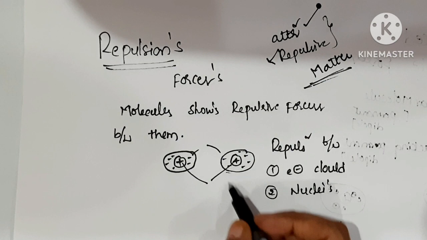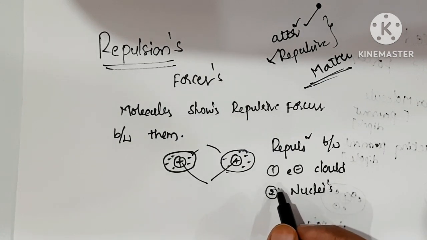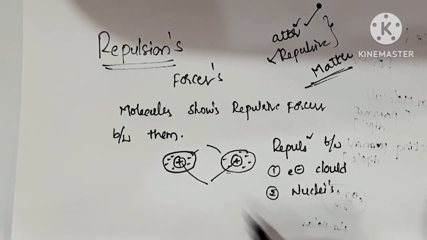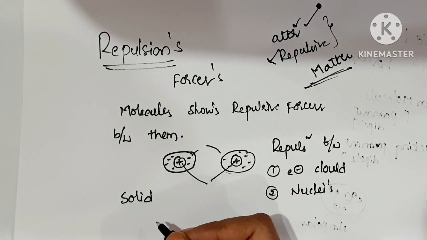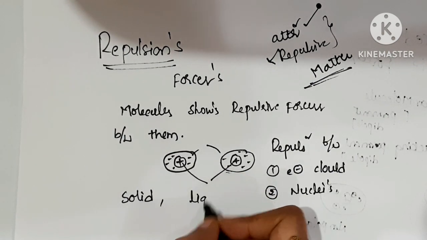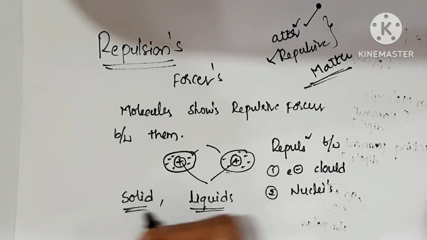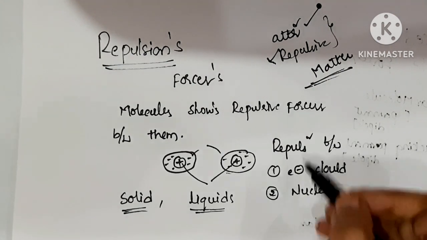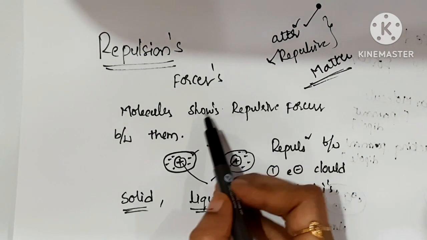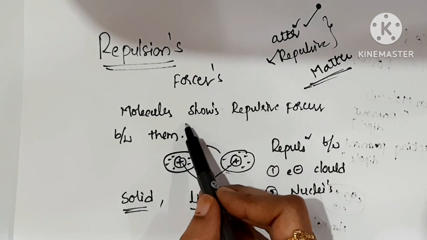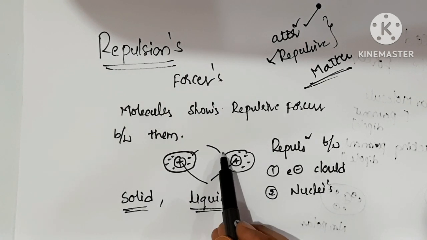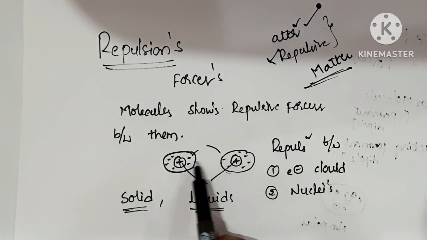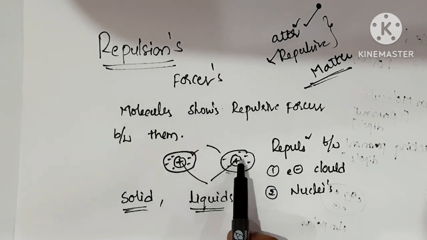As the distance separating the molecules decreases, repulsions increase. This is the reason for the behavior of solids and also liquids. Repulsive forces are present between the molecules. Electron clouds present in the two molecules repel, and the nuclei present in the two molecules also repel.